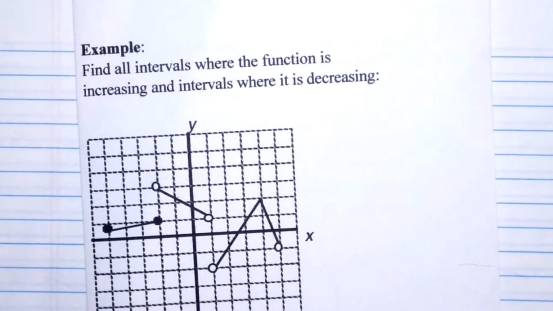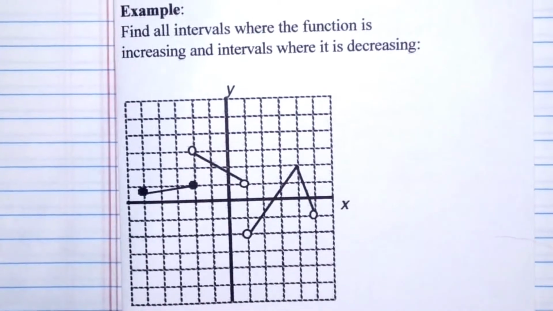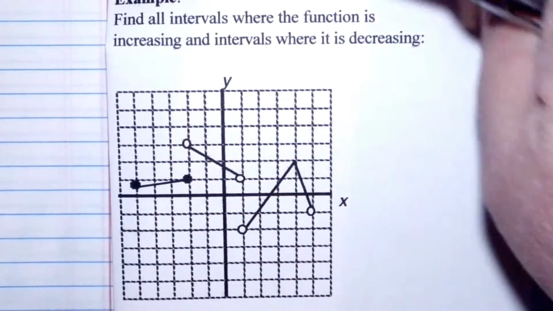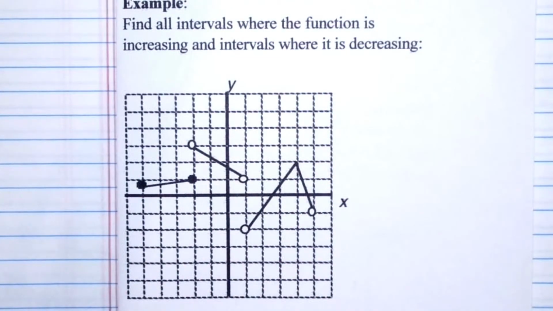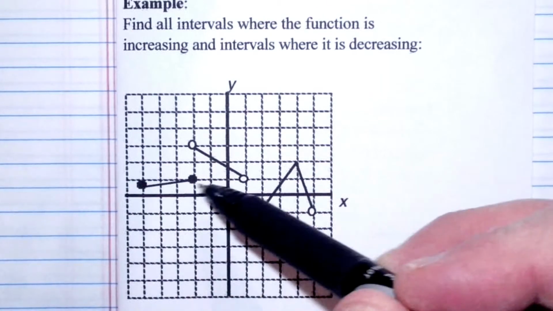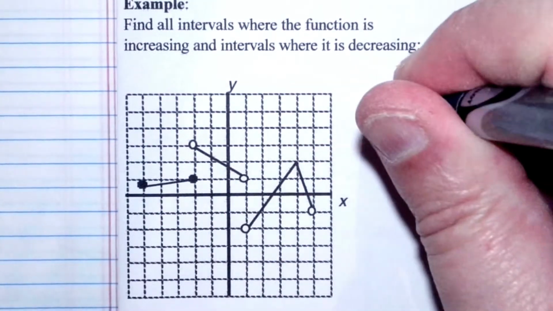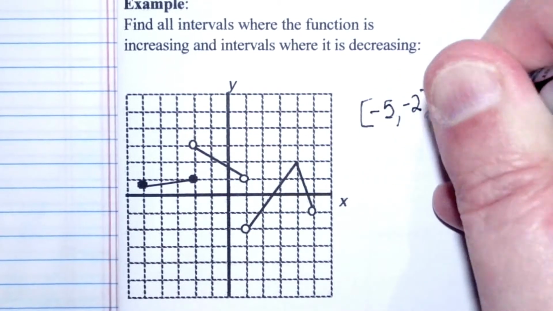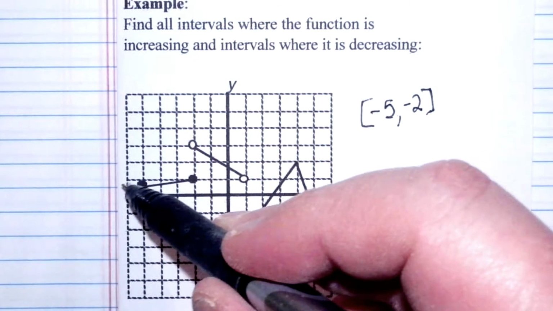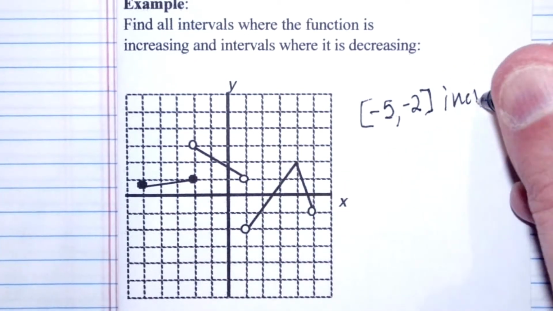So, can you find all intervals where the function is increasing and intervals where it is decreasing? And again, the squares here are marked off in increments of size 1. So this interval would be from, what would that be, -5 to -2? And that one looks, as we go from left to right, the y-coordinates are getting bigger, so it's increasing.